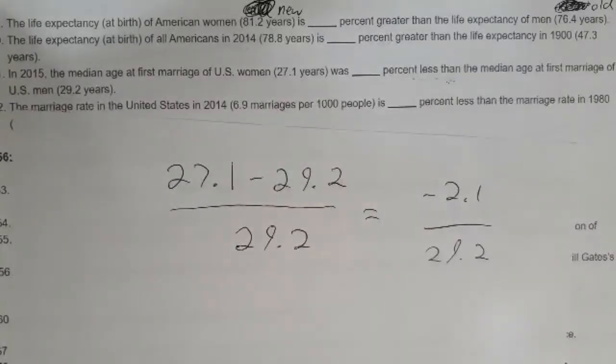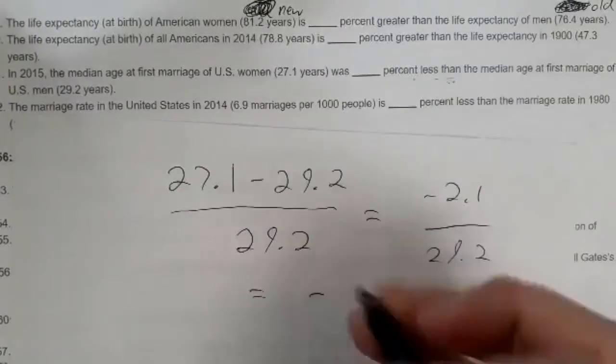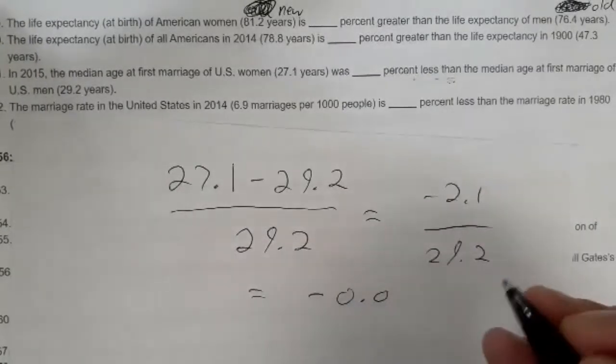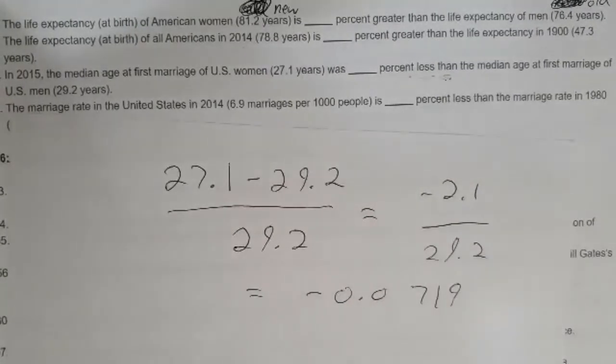If I divide these two numbers, I should be getting a negative 0.0719, somewhere in there. 0.07191.